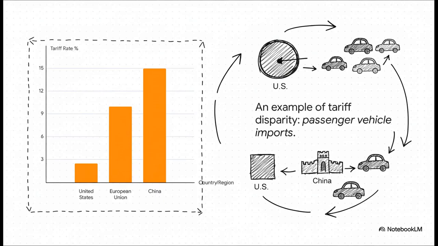And let's make it even more real with an example we can all get, cars. So, the U.S. tariff on a car coming into the country is just 2.5%. But check this out. If an American company wants to sell a car in the EU, boom, a 10% tariff. In China, it jumps to 15%. This is exactly the kind of imbalance this new order is designed to tackle.